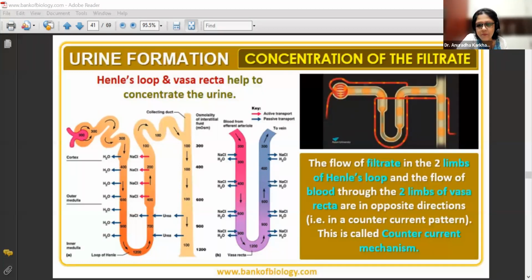That is the first thing. The flow of the filtrate in the two limbs, that is the descending limb and the ascending limb, है ना? So the flow of the filtrate in the two limbs of Henle's loop and the flow of the blood through the two limbs of the vasa recta are in opposite directions, that is, in counter current pattern. This is called the counter current mechanism. As simple as that. As I told you, है ना? एक ऐसे है तो एक ऐसे है, करेक्ट?